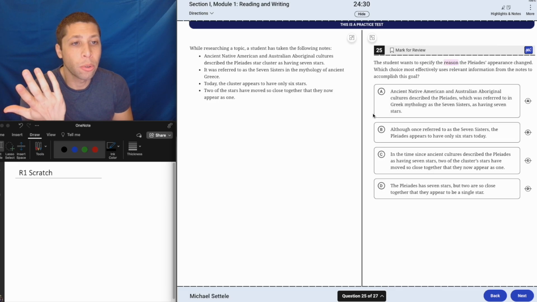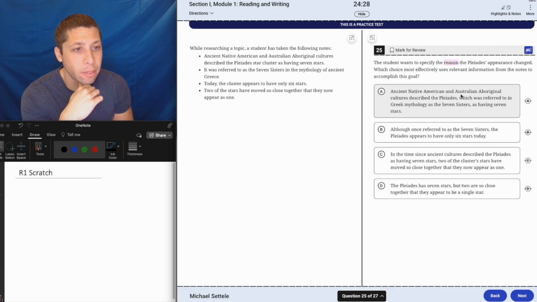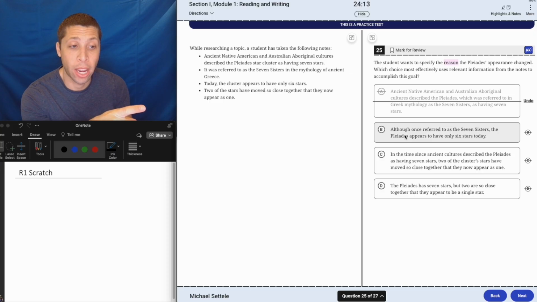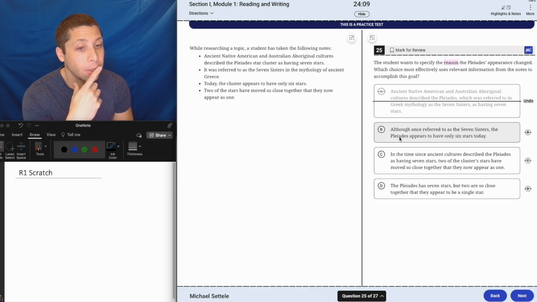So just turn that into a question. Why did it change? Ancient Native American and Australian Aboriginal cultures describe the Pleiades, which are referred to in Greek mythology as 7 sisters, having 7 stars. Why did it change? No idea. Although once referred to as 7 sisters, the Pleiades appears to have only 6 stars today. Okay, that is the change, but why did it change? Right? I don't think it's saying.